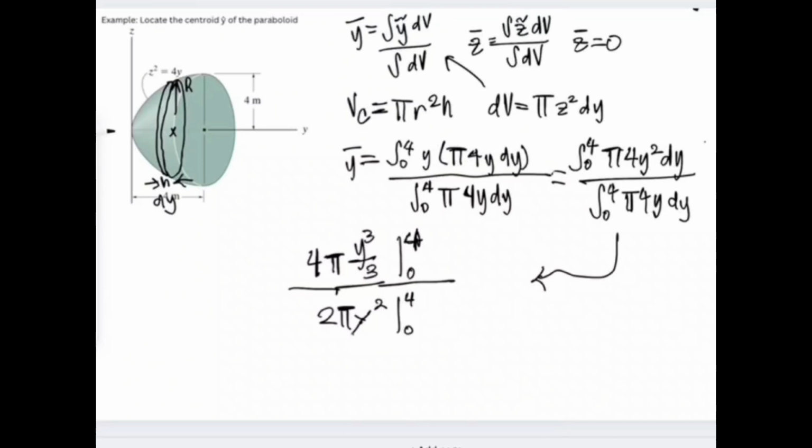Bali ang sagot na dito guys ay 8 over 3, or approximately 2.67 in terms of meters.